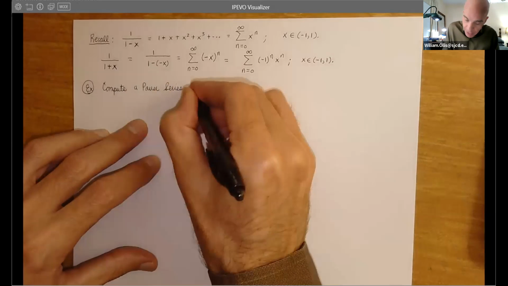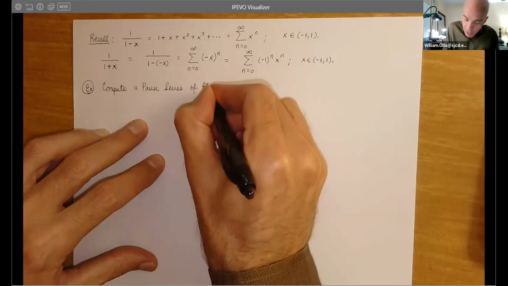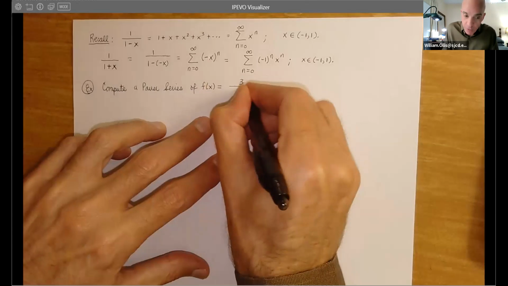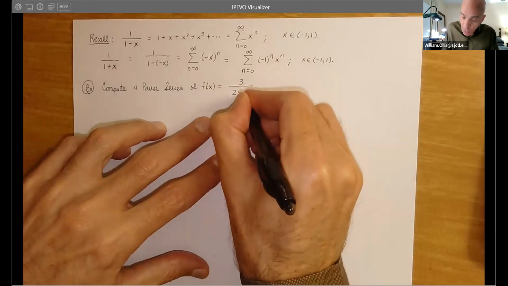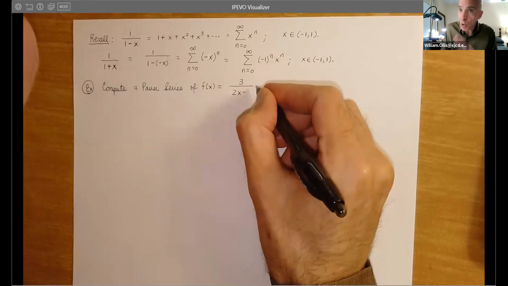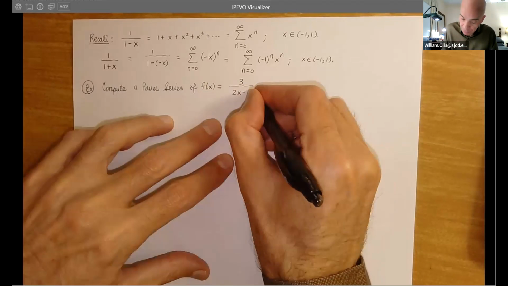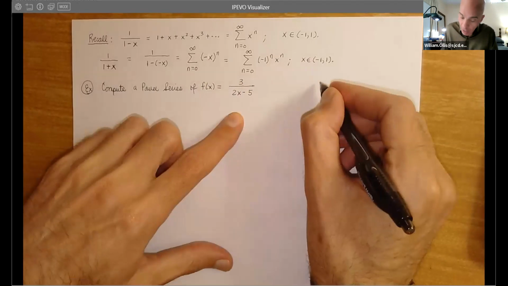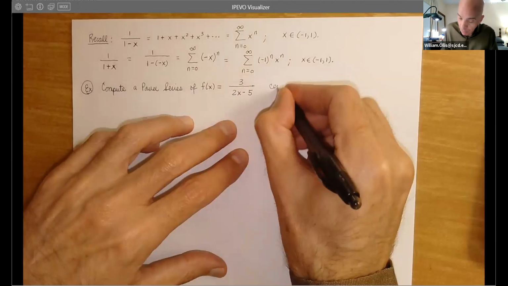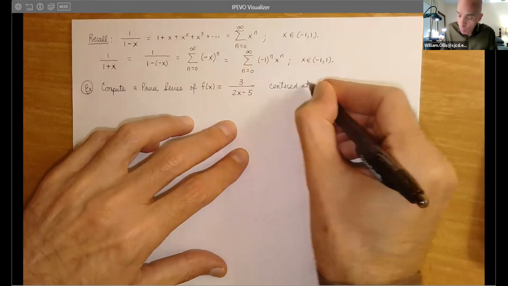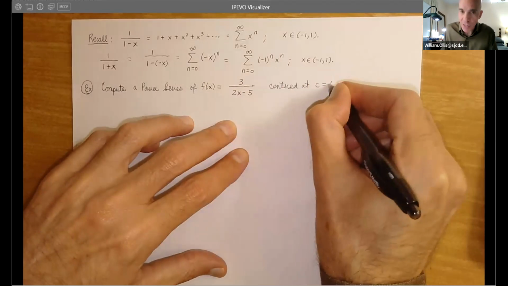So compute a power series of f of x. Now, of course, if we're going to use this, it's going to have to look similar to this, or maybe with derivatives. With derivatives, differentiating a power series, we can always work that to our advantage too. So we have f of x equals 3 divided by 2x minus 5, and we want it centered at c equals 4. So that's going to be the expansion point.